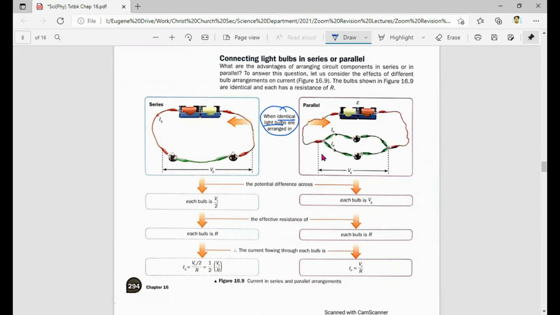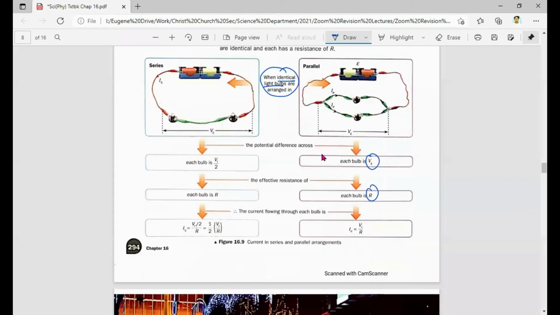If I have the same circuit except that instead of the 2 light bulbs connected in series, I now connect them in parallel. In parallel, the voltage across each bulb will be the same as the voltage of the electrical source. So each bulb will have VE as the voltage. Each bulb's resistance is still R. The current flowing through each bulb will be VE over R. I want you to compare this.